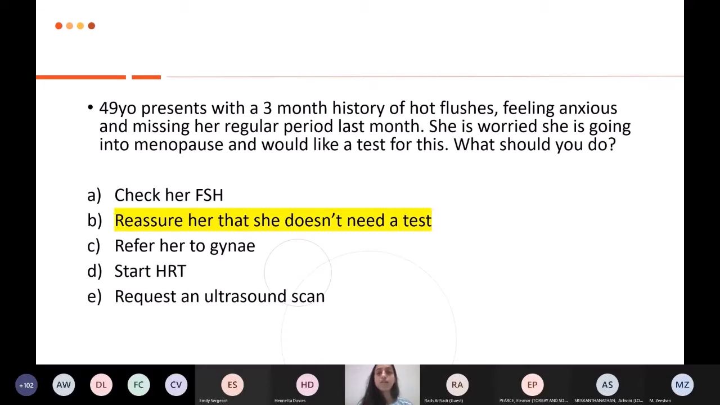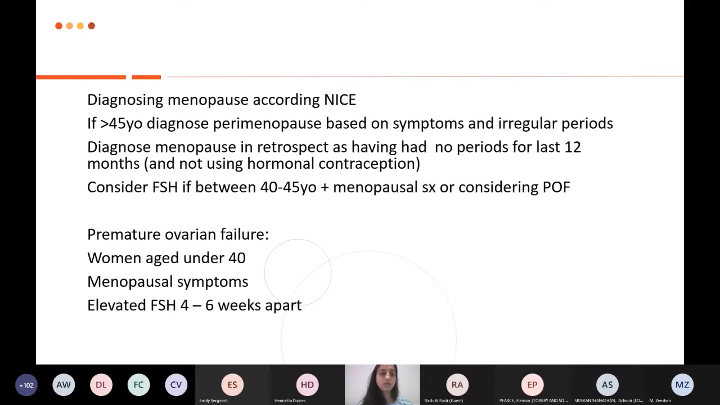So a raised FSH, so over 30, indicates ovarian failure. So that's the test that we were all thinking about, absolutely. And let's talk a little bit about why she wouldn't need an FSH. Oh, we're not going to talk about the menstrual cycle.